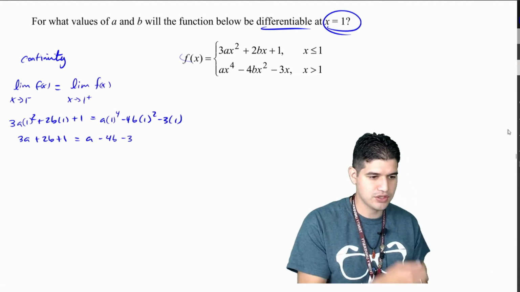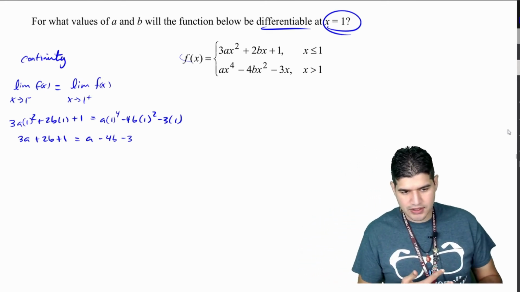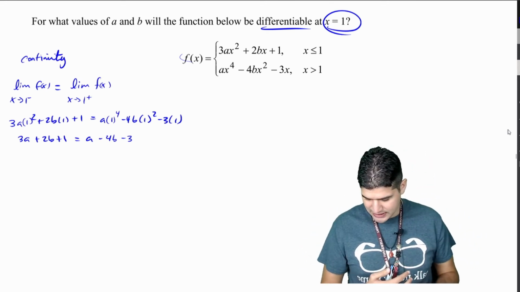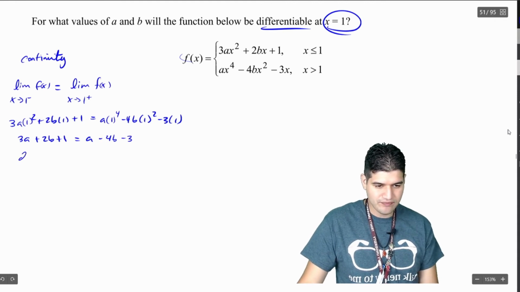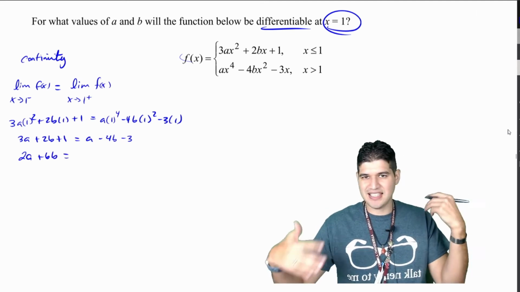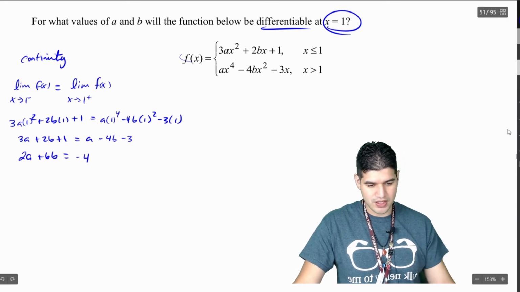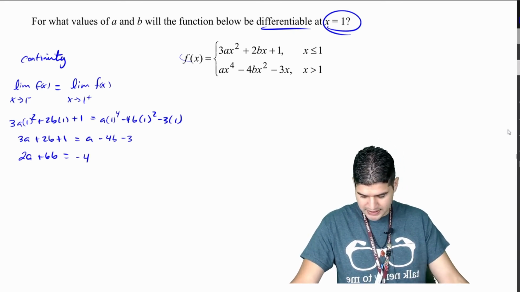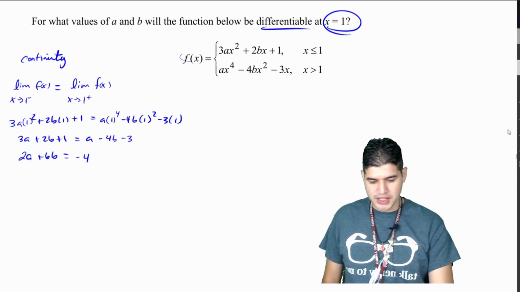All right, so from that, I'm just going to solve for a and b, and write them out as constants. If I bring the a's over, I'll get 2a plus 6b equals, and I'll move the constant to the other side, kind of like in standard form. So I'll subtract 1, I'll get negative 4. Okay. So 2a plus 6b equals negative 4. Cool. Now we're going to go to the differentiable part.